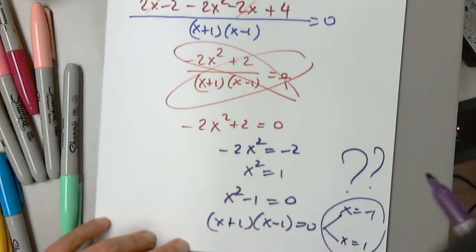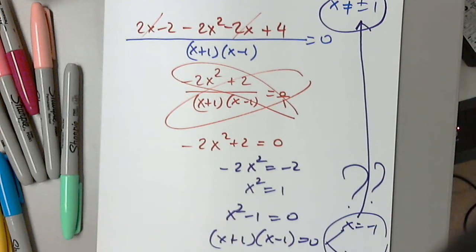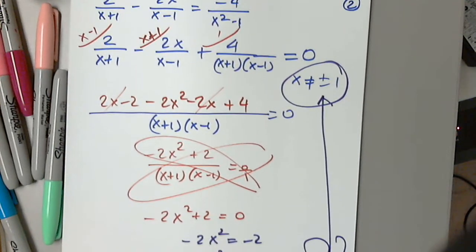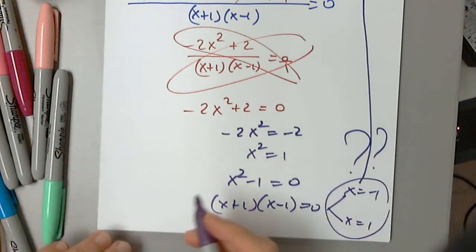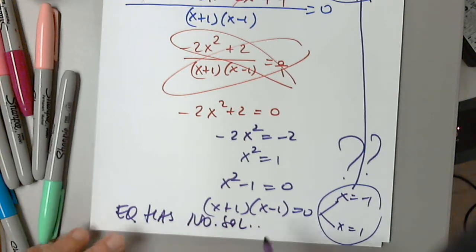But these come with huge question marks because I know that I had to state the restrictions from the beginning, and it turns out that what I get is exactly what I can't accept. So what do we conclude about this equation? Has no solutions. Equation has no solutions.